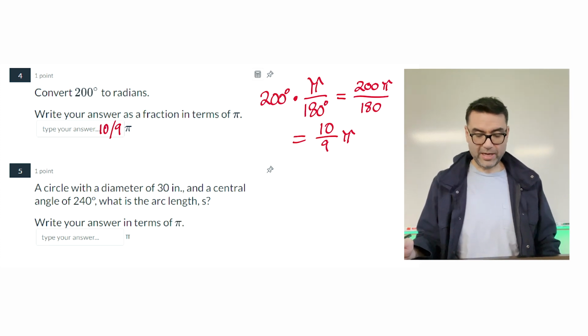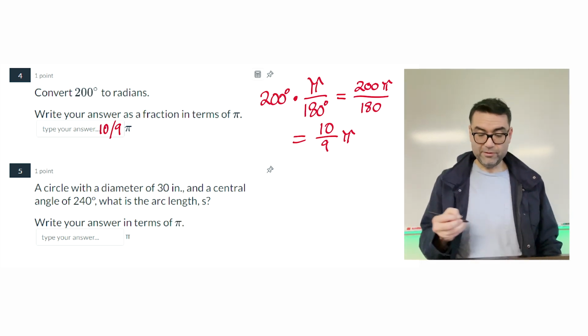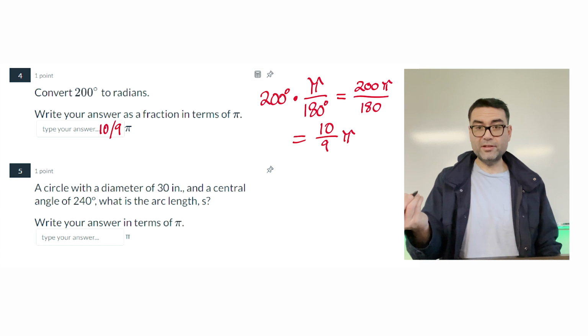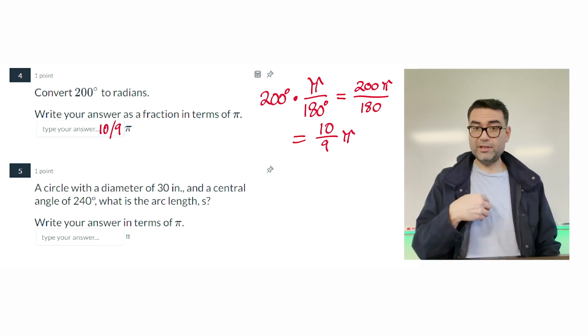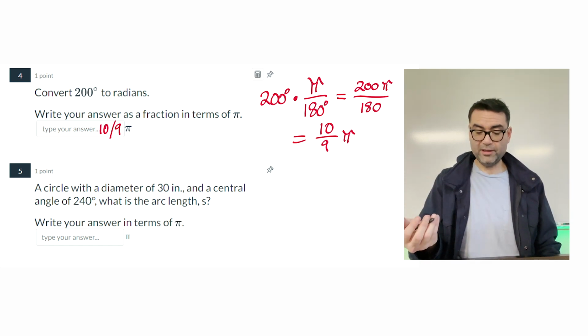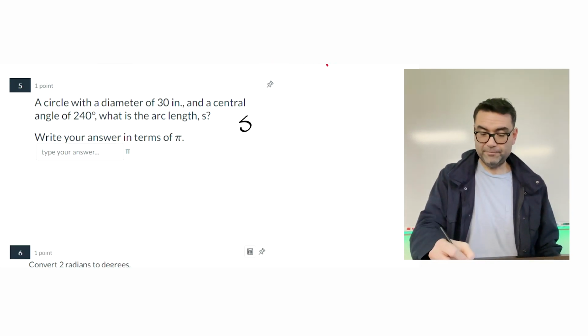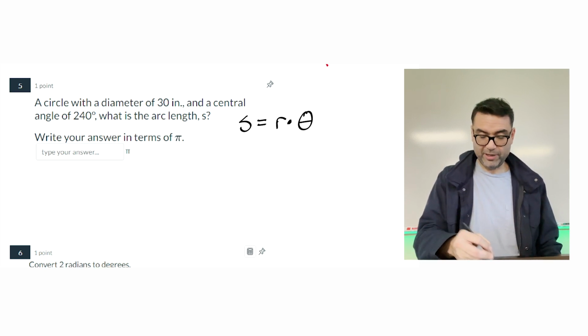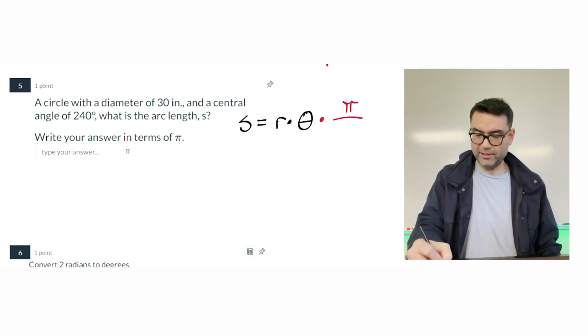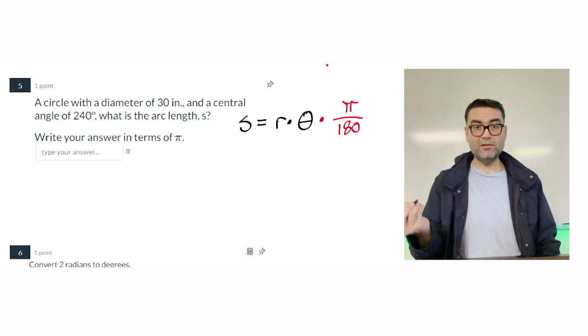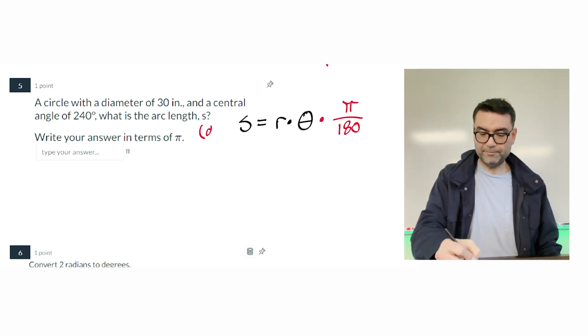Number 5, a circle with diameter of 30 inches and a central angle of 240 degrees. What is the arc length S? So we're just revisiting arc length, so I don't mind doing another example of that. So let's just jump right into the formula. Since we're given degrees and we want to find the arc length, I'm going to have to convert my formula so that it works for a degree. So S equals r theta works for radians, but to make this work for a degree unit, I just have to convert. So I'm going to multiply by pi over 180 to convert my angle into radian. So this will work for degrees now.